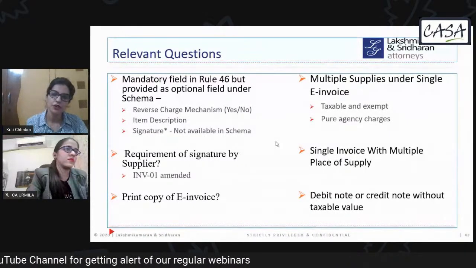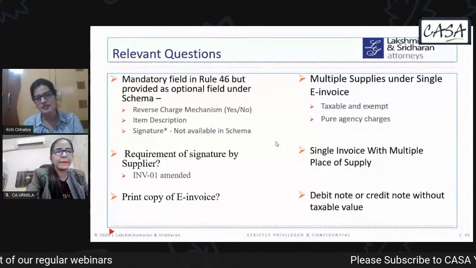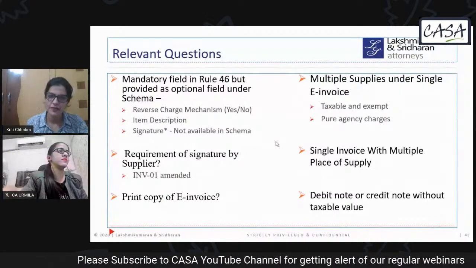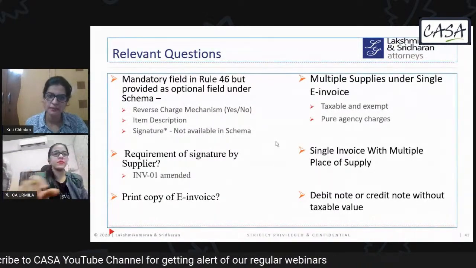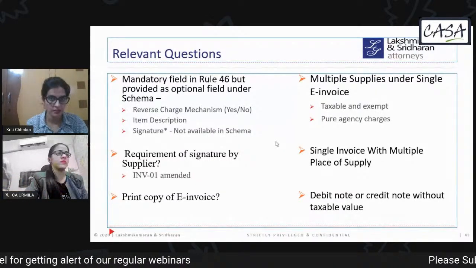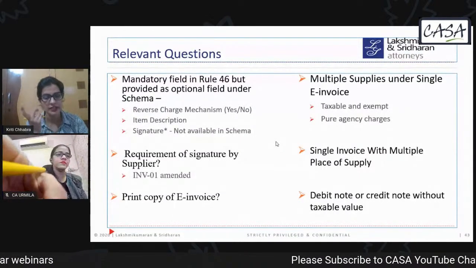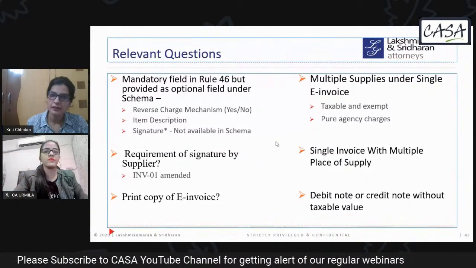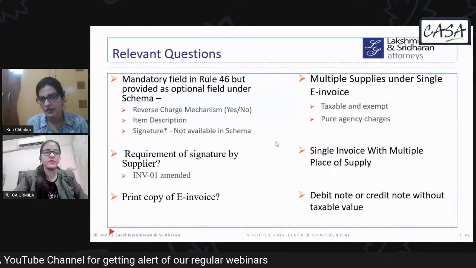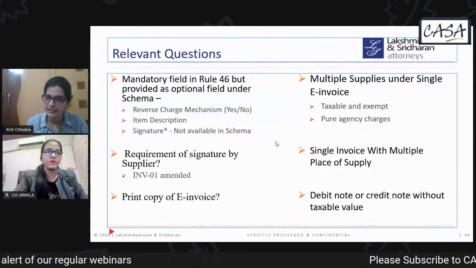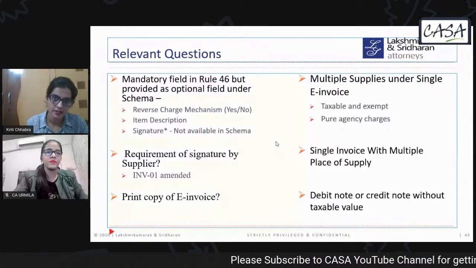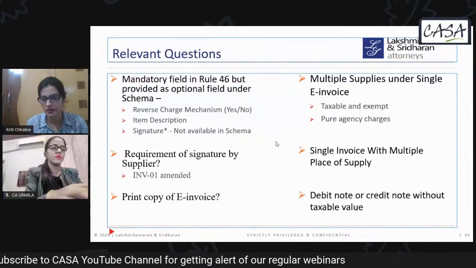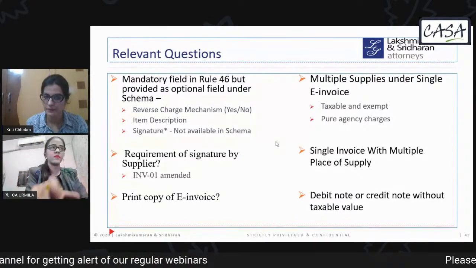Similarly, there is another issue of printing of e-invoice. If you see certain FAQs, they have mentioned that there is no requirement to take a print of the e-invoice. But there is again an anomaly in respect of Rule 138. If you see Rule 138A, it clearly says that at the time of movement of goods, you are not required to have any physical copy of the invoice, in case you have an IRN in your hand, which is obtained after registering your GST INV-01 on the IRP portal.